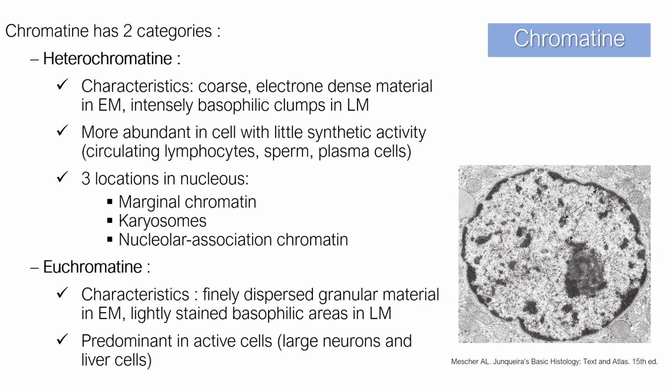Heterochromatin is more abundant in cells with little synthetic activity, like circulating lymphocytes, sperm, and plasma cells. Euchromatin is finely dispersed granular material under the electron microscope. Euchromatin looks like this. Euchromatin stains lightly basophilic in light microscopy, and it is predominant in active cells like large neurons and liver cells.